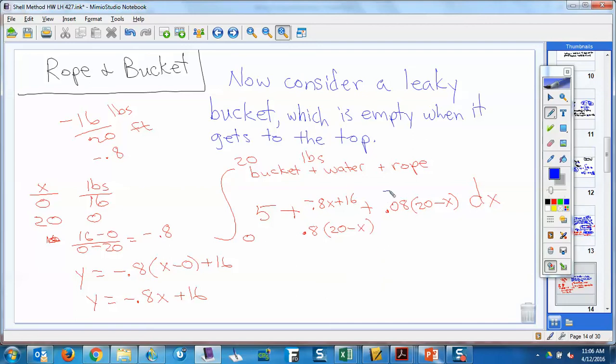What do we get? And yeah, this could have been negative 0.08x plus, I think it was 1.6. Was that? How much? 276. Okay. So, wow, that's quite a bit. Makes sense, though. That was most of the weight. Most of the weight was the water weight. Okay?